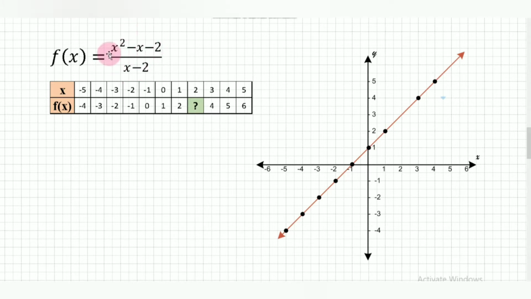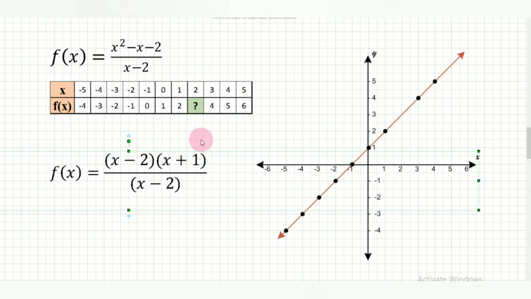If we look back at the equation, we can factor the numerator. When we factor the numerator, we have (x minus 2) times (x plus 1) over (x minus 2). See that we have one factor, x minus 2, that both the numerator and denominator have. Because it's exactly the same, of course we are tempted to cancel it, right? So let's just cancel it.